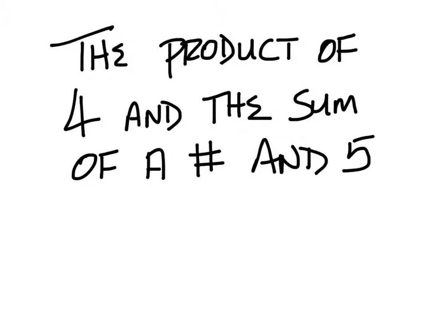Here's example 1. The product of indicates what sign I should put first. Multiplication. And you can always go back and change later on if you find out there's an easier way to write it. So product, there's multiplication. The product of 4 and the sum of a number and 5. So on the right side of this, I have to have the sum of a number and 5. The sum of a number and 5.